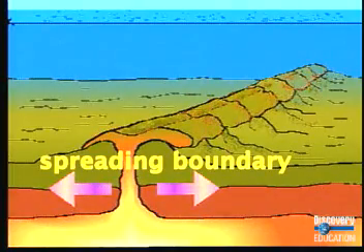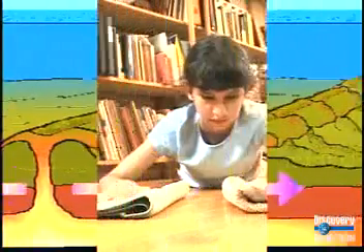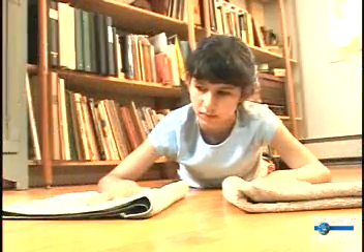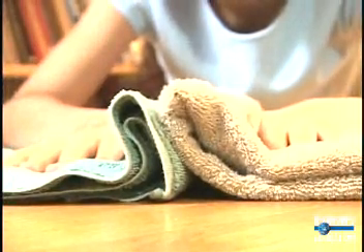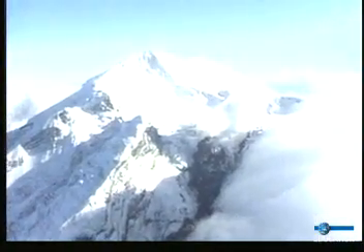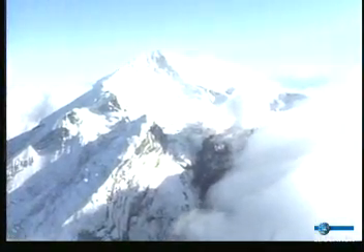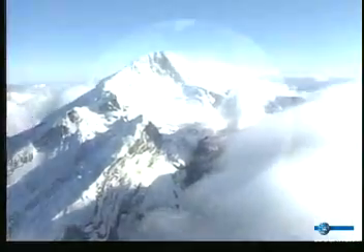But what happens when plates collide? To see what happens, take two towels. Imagine that each towel is a separate plate. Now slowly push the towels together, and note how they bunch up when they collide. The same thing happens when the Earth's plates collide. Mountains form when the land buckles upward. It can take millions of years for such mountains to form.